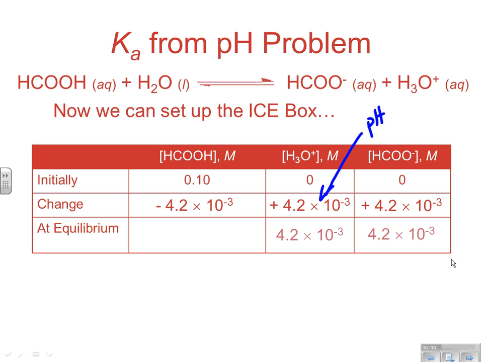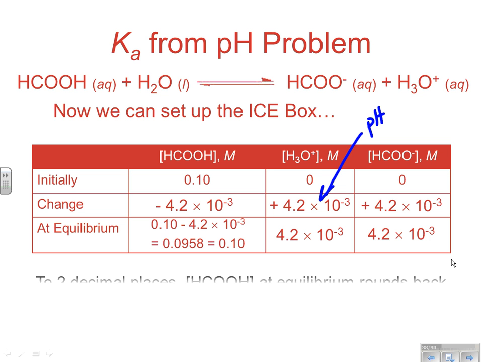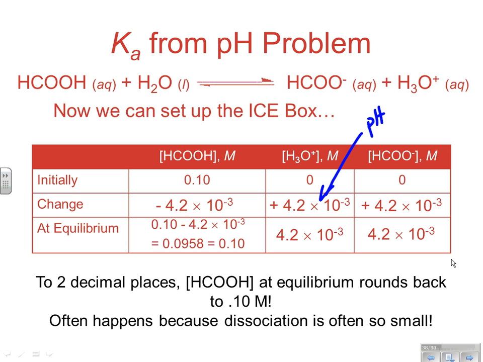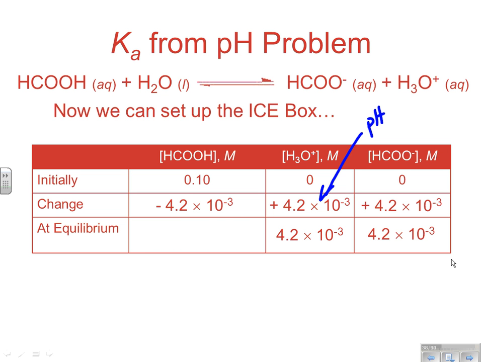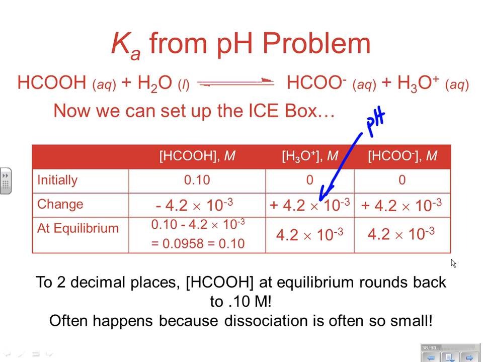So the last thing we can do is solve these things. So add I plus C to get E. And in this situation, we end up with 4.2 times 10 to the negative 3 for both of our concentrations of products, and 0.0958 for the concentration of our acid. Now keep in mind, when we're subtracting these two things, literally it's 0.10, and that's going to be minus 4.2 times 10 to the negative 3.